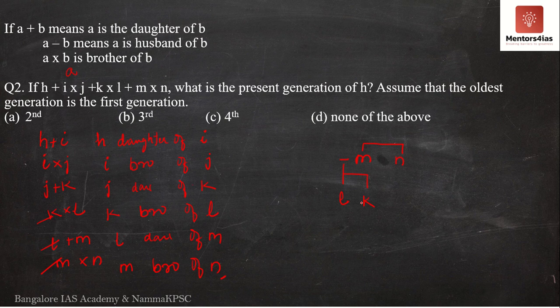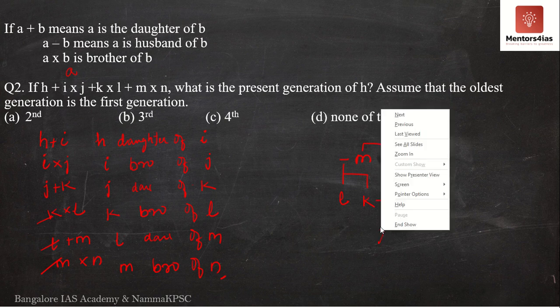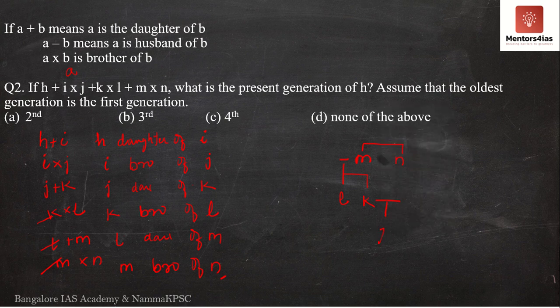J is the daughter of K. Now K married someone, we don't know whom, and they had a daughter. Now her name is J. They had a daughter, that is J. Now J is the daughter of K. So this is also done.